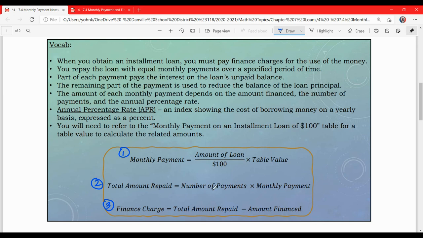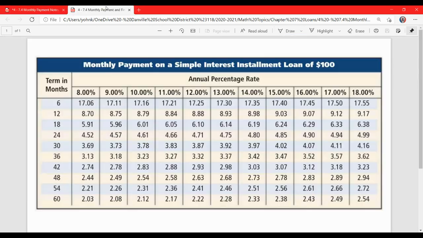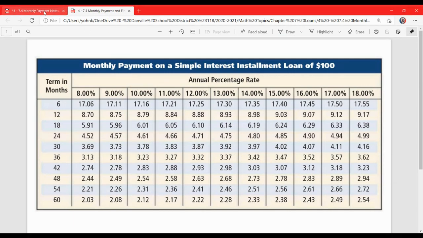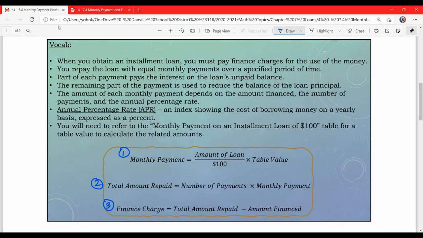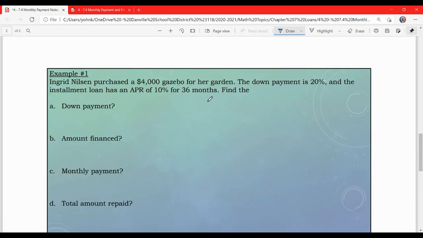Okay, so you're going to need to know these 3 formulas, and you're going to need to use this table of values in order to be successful in this section. So let's see how we can do this.